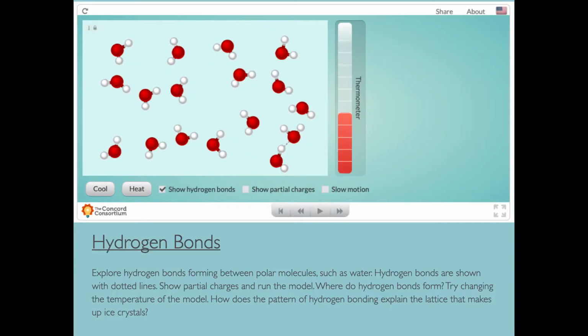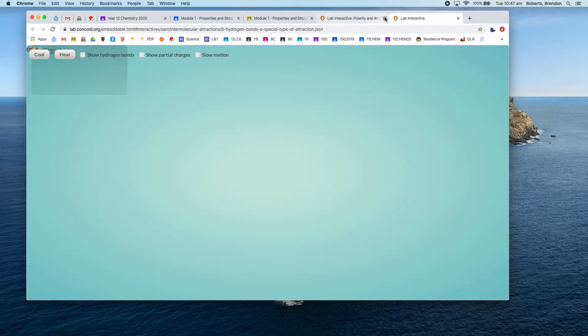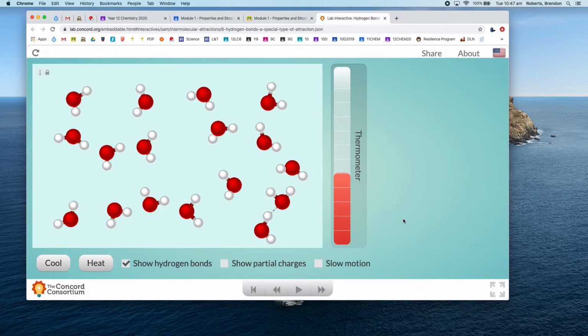Anyway, a little interactive on hydrogen bonding. Let's click on it, open it up. Okay, so we've got little water molecules here. They're bent. Hydrogens in models are usually represented by little white spheres. Oxygens tend to be red, so there's a little shorthand there. So what we can do here is show the hydrogen bonding between molecules. We can show the partial charge. Oh, I like that. So remember, they're not ions, but these are delta positives and delta negatives.